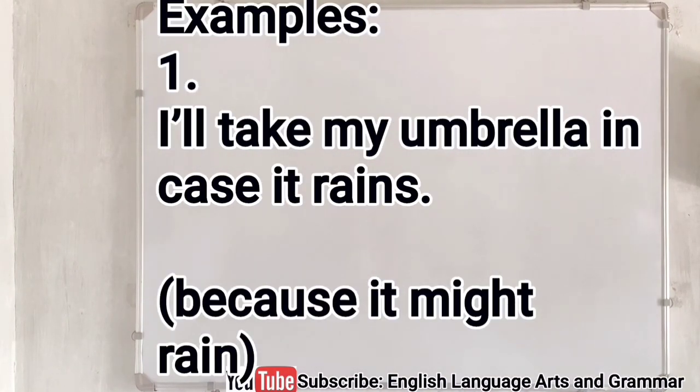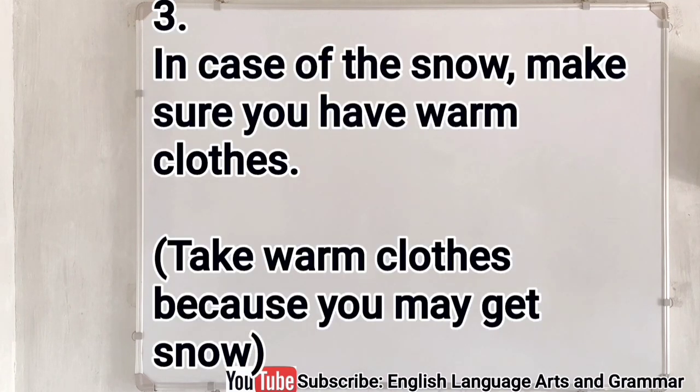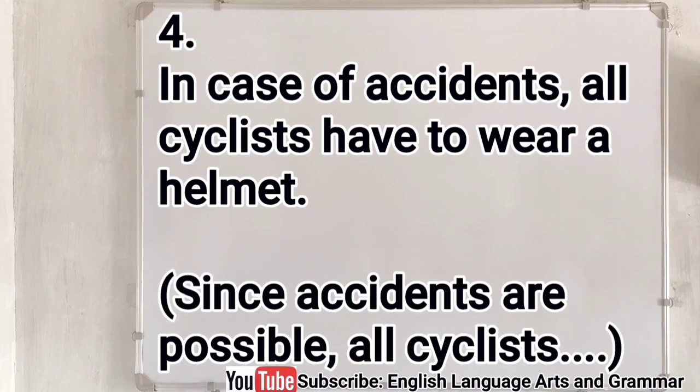Example 1. I'll take my umbrella in case it rains, because it might rain. Example 2. In case there is a fire emergency, employees should use the stairs to exit the building. Example 3. In case of the snow, make sure that you have warm clothes. Means, take warm clothes because you might get snow. Example 4. In case of accidents, all cyclists have to wear a helmet. Since accidents are possible, all cyclists.